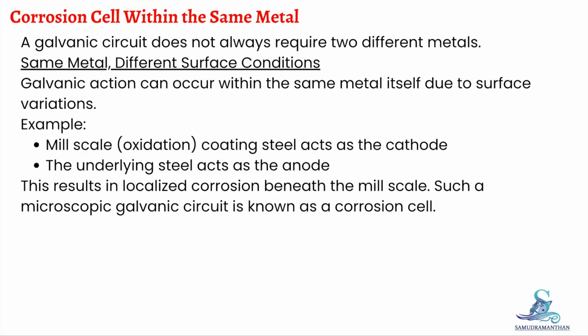It is important to note that a galvanic circuit does not always require two different metals. Galvanic action can also occur within the same metal itself due to differences in surface condition. A common example is steel coated with mill scale. The mill scale, which is an oxide layer, acts as the cathode, while the underlying steel acts as the anode. This leads to localized corrosion beneath the mill scale. Such a microscopic galvanic circuit is known as a corrosion cell.